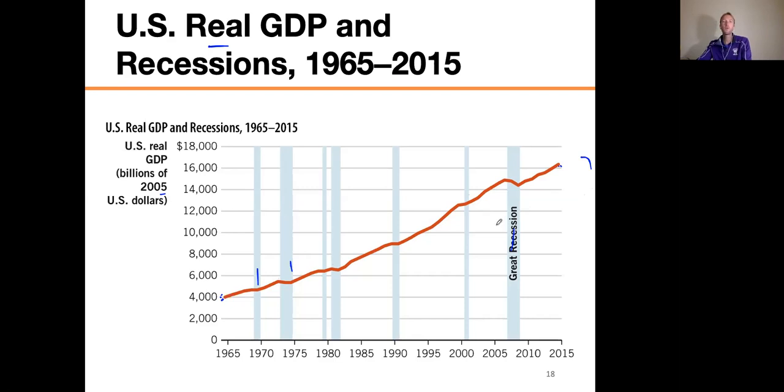All right, so that is real GDP over time. You can always see that during recessions, GDP goes down. So it's helpful to look at the GDP. Take a look at the GDP numbers.